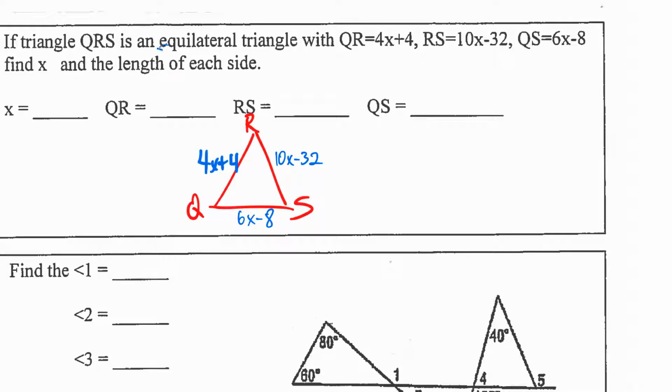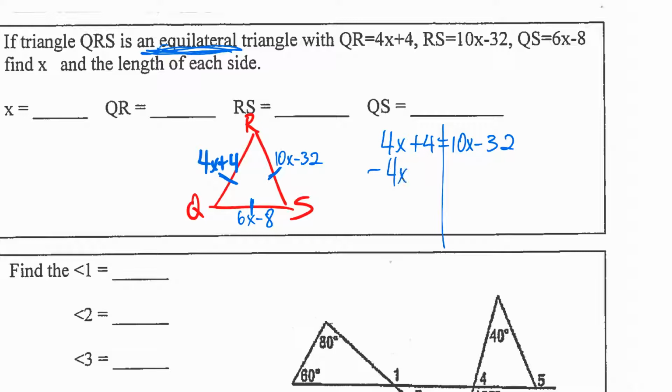So it says that this is an equilateral triangle right here. What does equilateral mean? All sides are the same. So all these are equal. Okay, so in this case, since they're all equal, I can choose any two sides that I want, and it doesn't matter which two sides. So I'm just going to go with the 4x plus 4 and the 10x minus 32. So 4x plus 4 equals 10x minus 32. And then just solve from there.